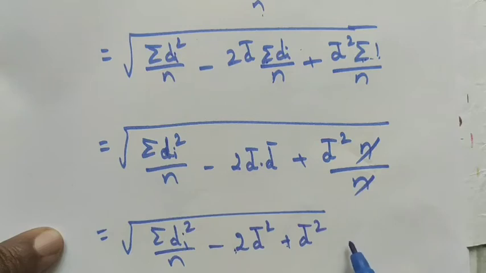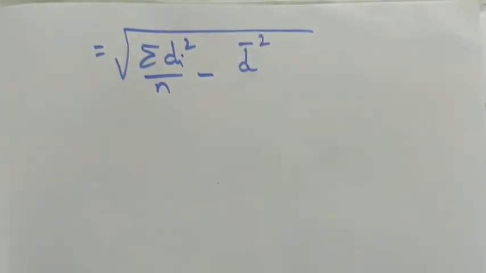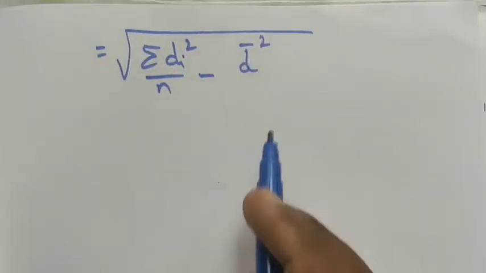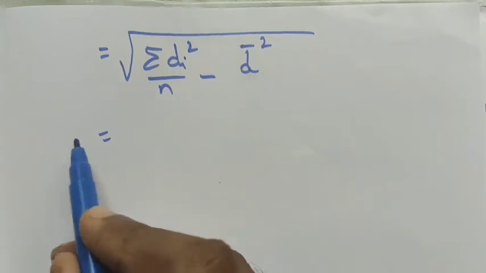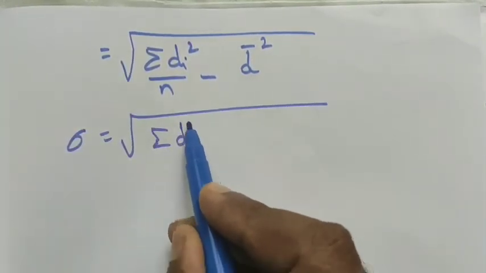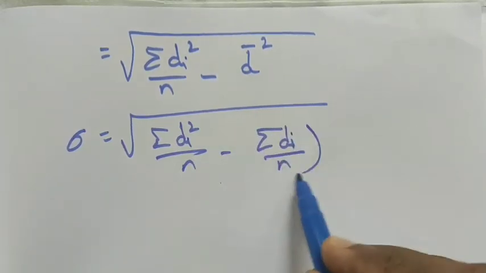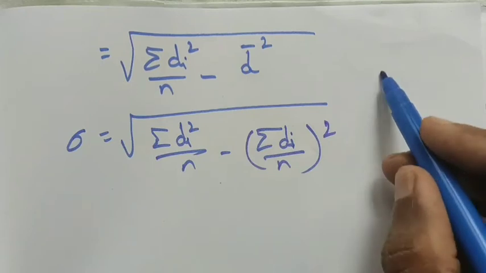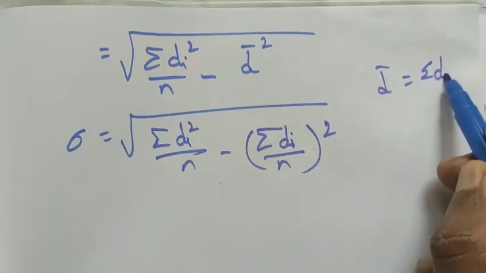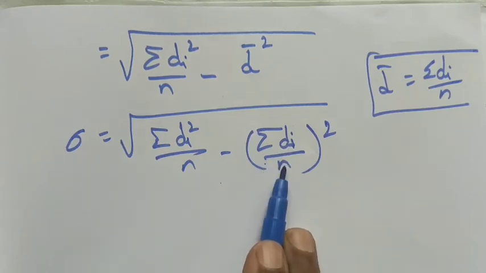2 d bar square minus 1 d bar square, when we subtract that, we get d bar square. So sigma is equal to root of summation di square divided by n minus summation di divided by n whole square. Here d bar is nothing but summation of di divided by n, so we have summation di divided by n whole square.